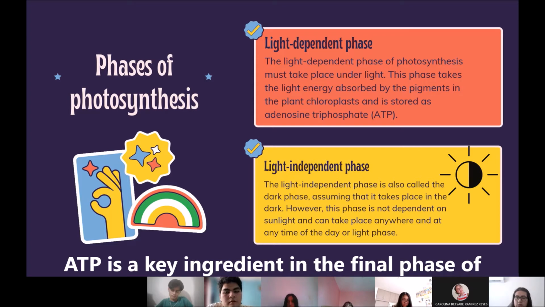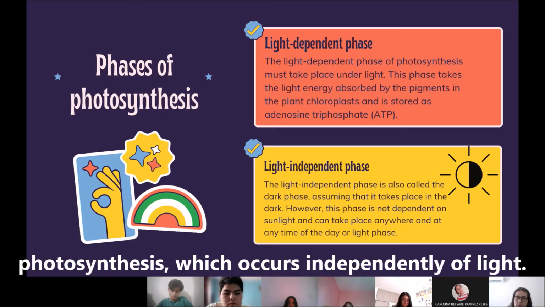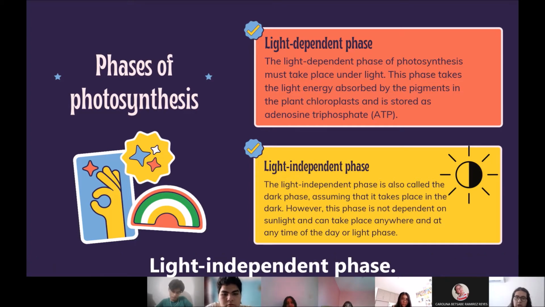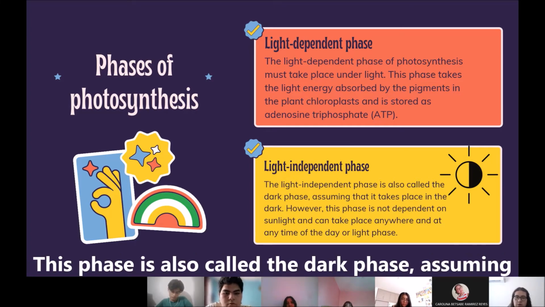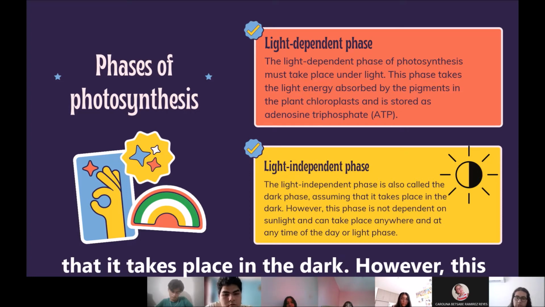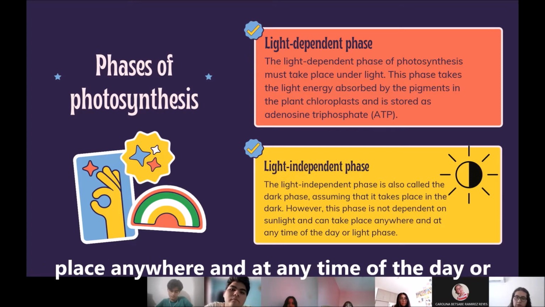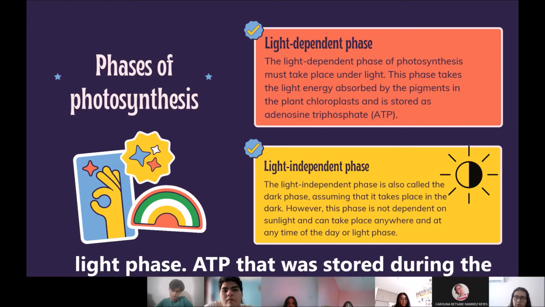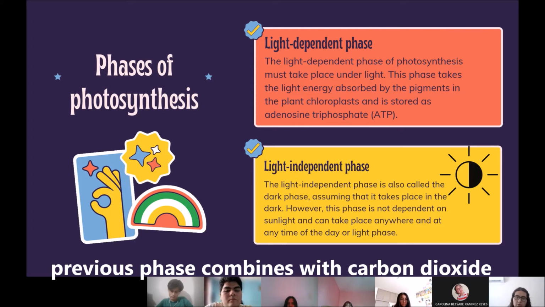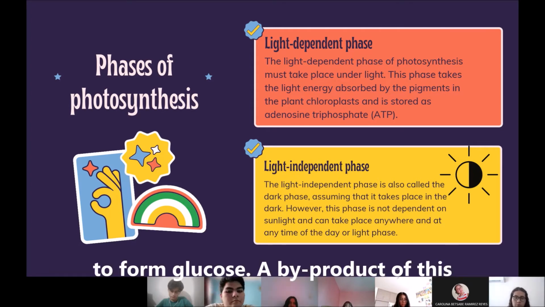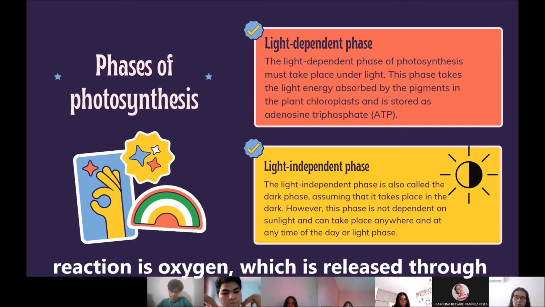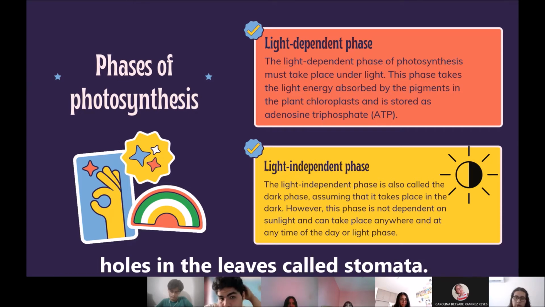ATP is a key ingredient in the final phase of photosynthesis, the light-independent phase, which is also called the dark phase, assuming that this takes place in the dark. However, this phase does not depend on sunlight and can take place anywhere, at any time. The ATP that was stored during the previous phase combines with carbon dioxide to form glucose. A byproduct of the reaction is oxygen, which is released through holes in the leaves called stomata.